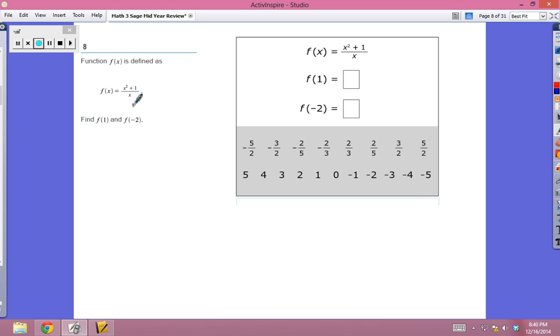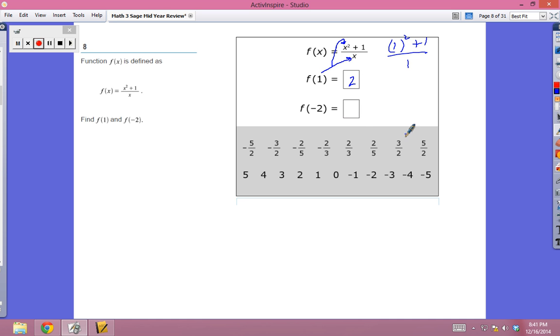Alright, number 8. So function f is this fraction right here. They want you to find f of 1. So let's take 1 and substitute it in for these x's. So it's going to be 1 squared plus 1 divided by 1. So that's going to be 2 divided by 1. So f of 1 will give you a 2.